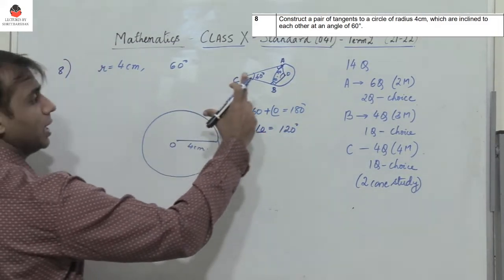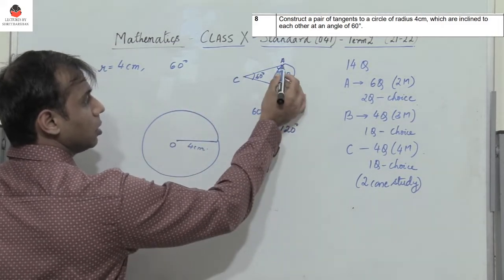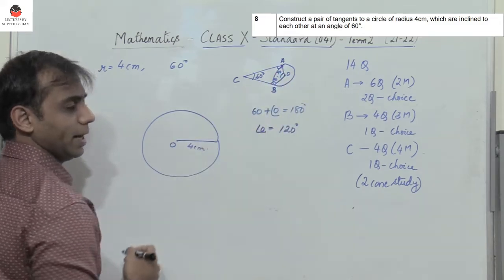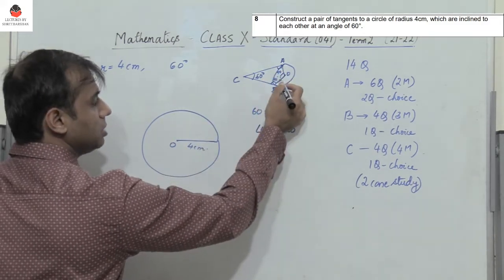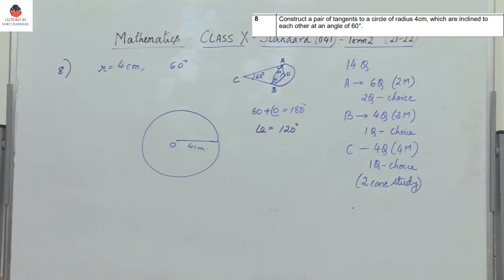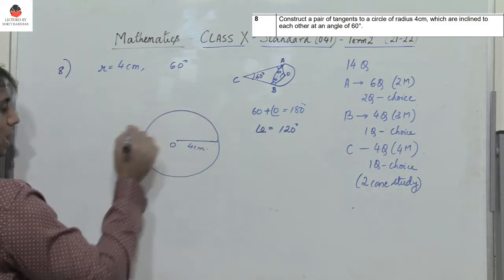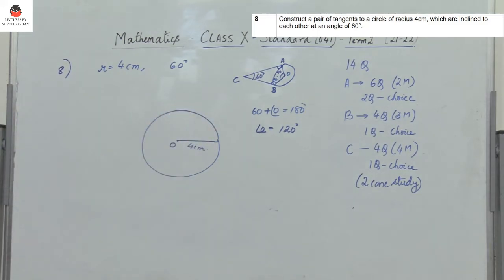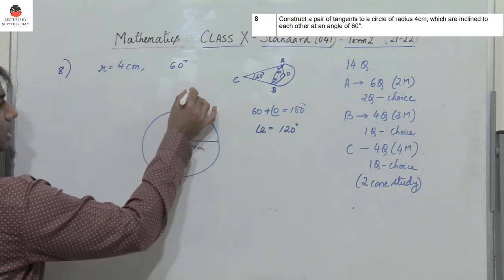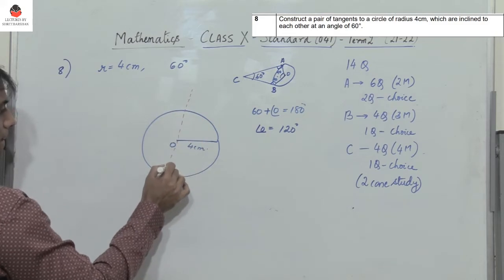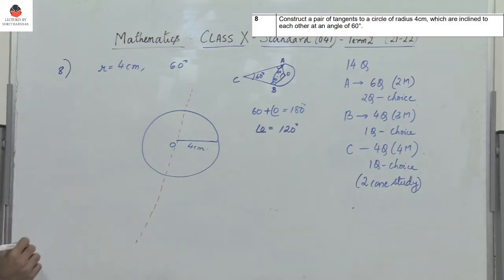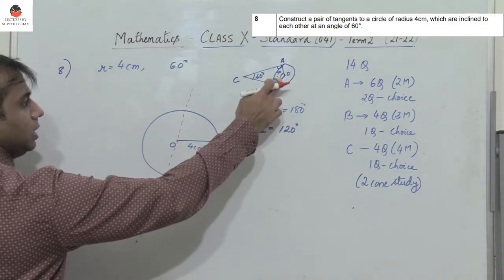So I need to find or construct 2 radii such that the angle between the 2 radii will be 120 degrees. So for that, what do we do? Draw a straight line. So when I draw a straight line passing through the center O, what do I get? I get the diameter. So now we have to first find 120.